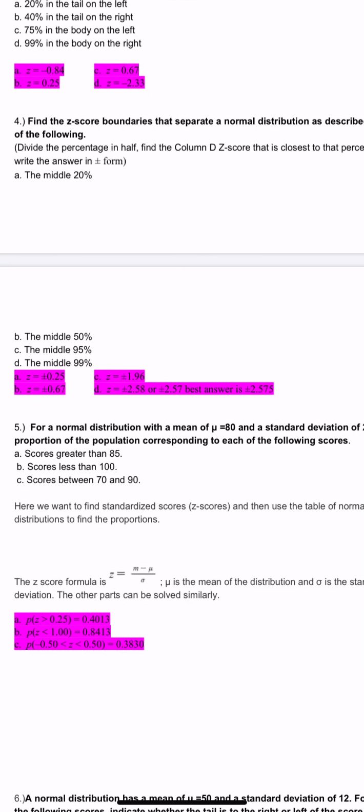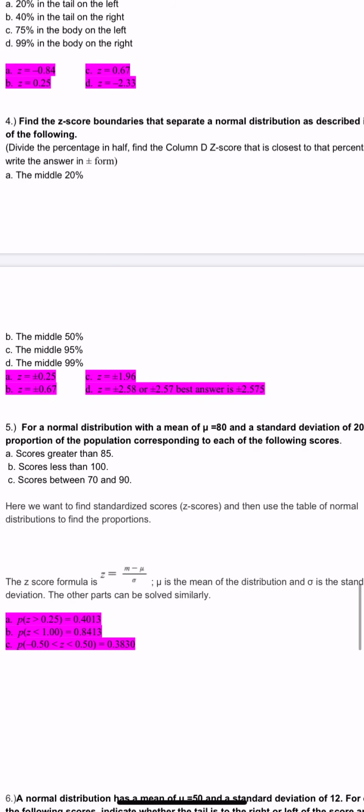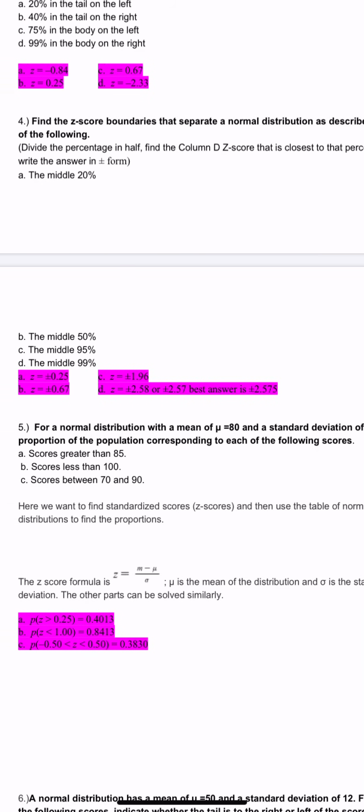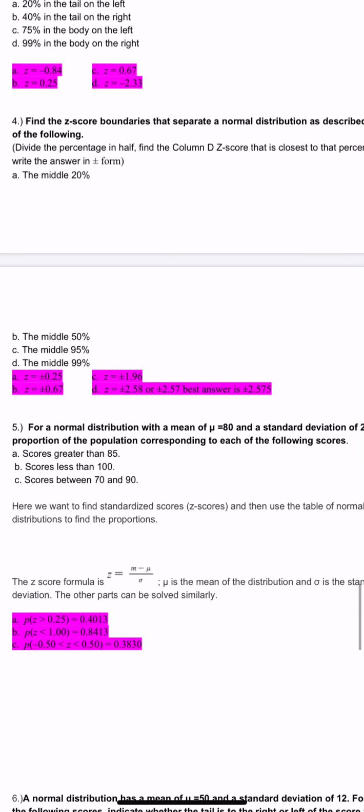So 85 minus 80 divided by 20 equals 0.25, and everything greater than 0.25, right? Where are we going to look? If it's greater than a positive number, we're looking in the tail, 0.4013.